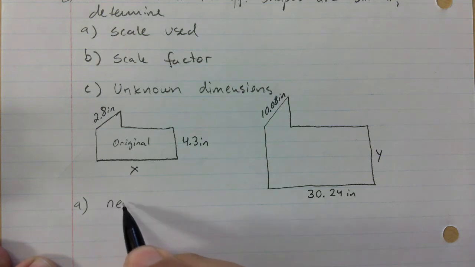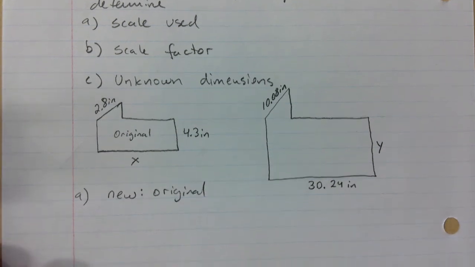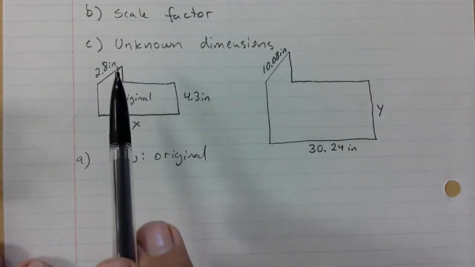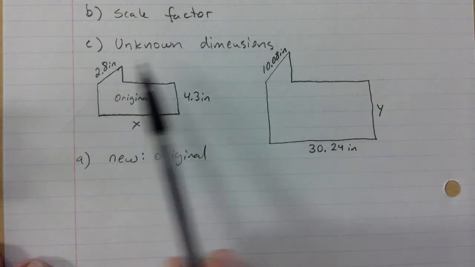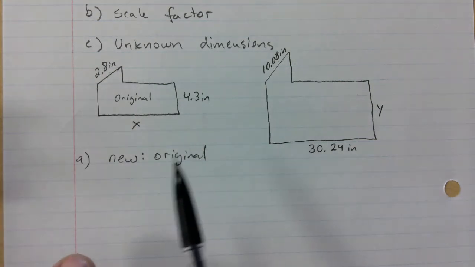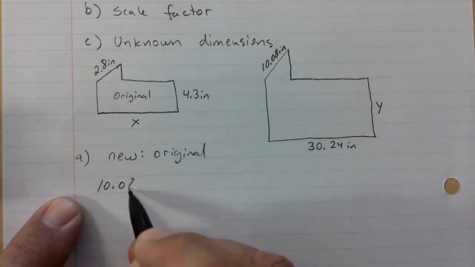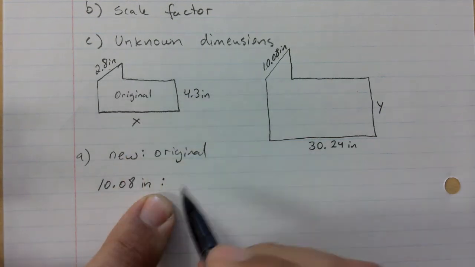We're going to make a note that we know that it's new and original. Study sheet would tell you that if you need a reminder. And you're looking for two sides that correspond that you know both dimensions for. And in this case, it would be the slant, right? Both slanted sides, they correspond and you know them both. So that's the one you're going to use to come up with your scale. So let's go ahead and say that the new is 10.08 inches. We're going to write down the units. And this is 2.8.